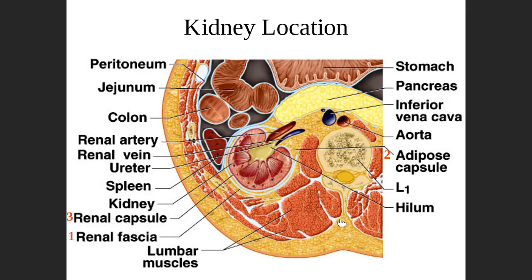So what does that mean? That means it's very easily accessible. It's not like your small intestine. If you're going to cut through the small intestine, you have to go through layers of peritoneum, another layer of peritoneum, to get to it. But here, all you have to do is make a slit here and you can get into the kidney.